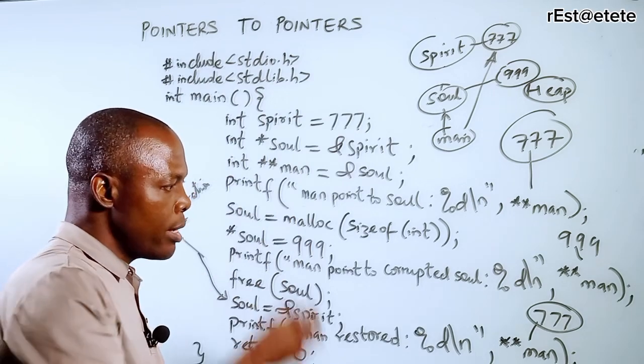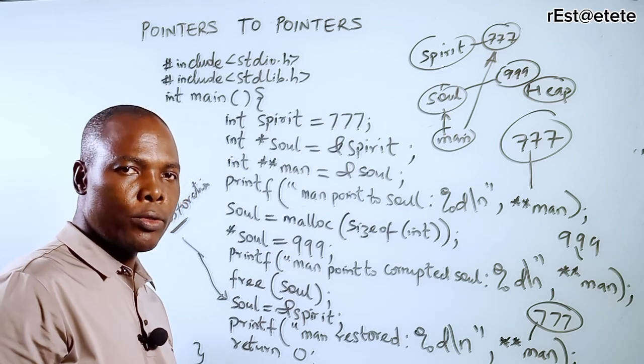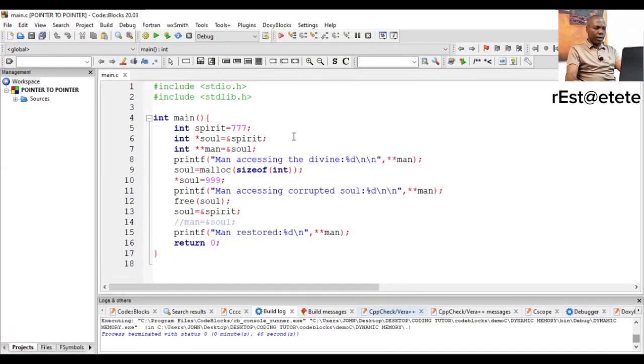So let's go to Code::Blocks. Let me demonstrate this script for you to see. So this is our Code::Blocks, and this is a pointer to pointer, which is exactly what I showed you on the screen. So this is stdio.h, stdlib.h. So these are like toolboxes that I told you. Now we assign 777 to our spirit. This is in stack. Then we have a pointer pointing to the address of spirit. Then we have a double pointer pointing to the address of soul.